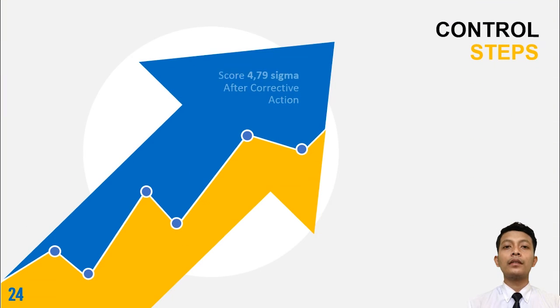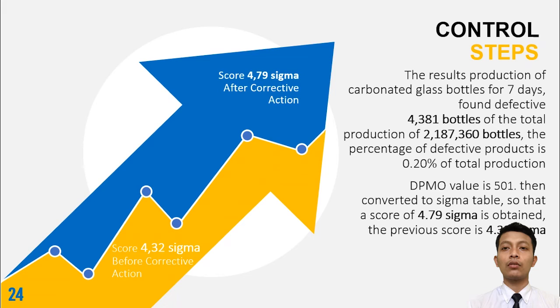Control step. They observed the production of carbonated glass bottle wall for 7 days. They found 4,381 defective bottles out of a total production of 2,187,360 bottles. The percentage of defective product is 0.20% of total production. The DPMO value is 501. They converted it with the sigma table, so that a score of 4.79 sigma is obtained.